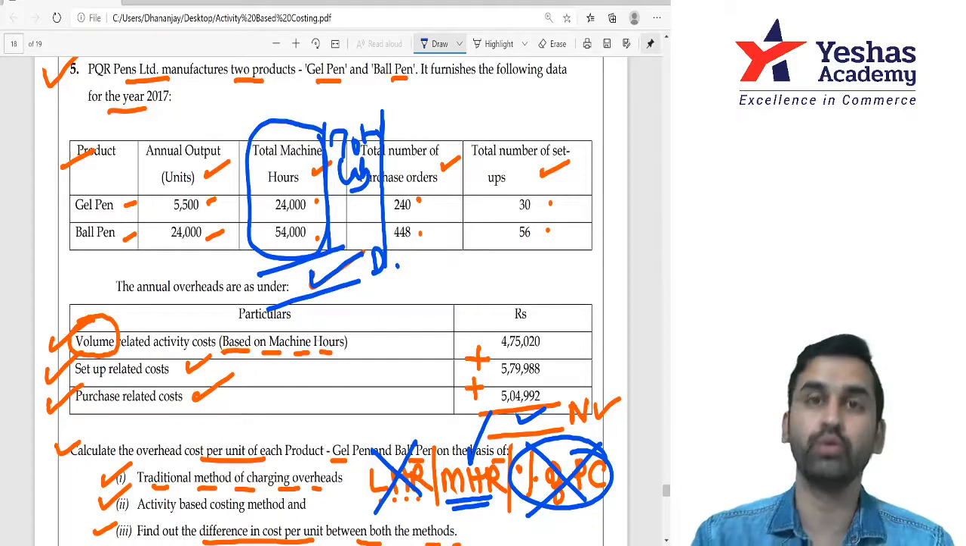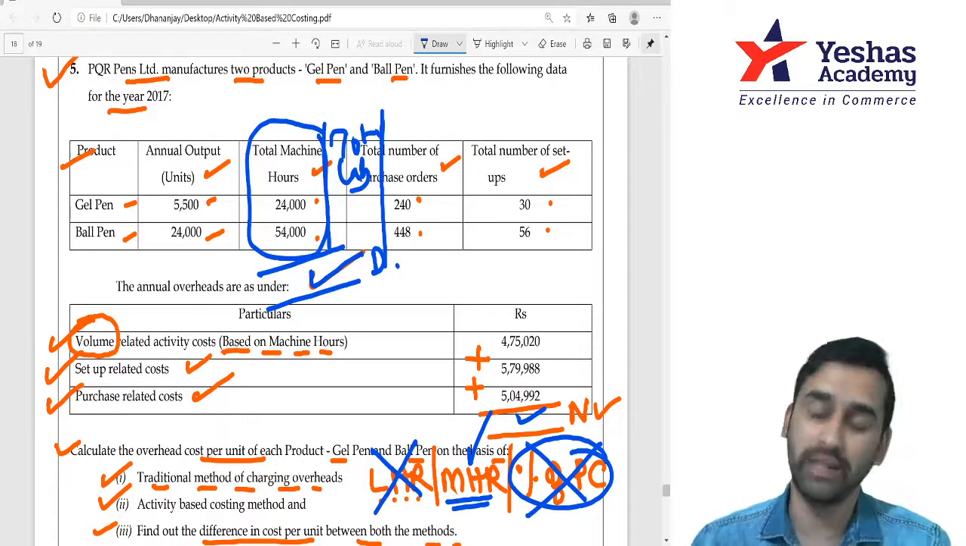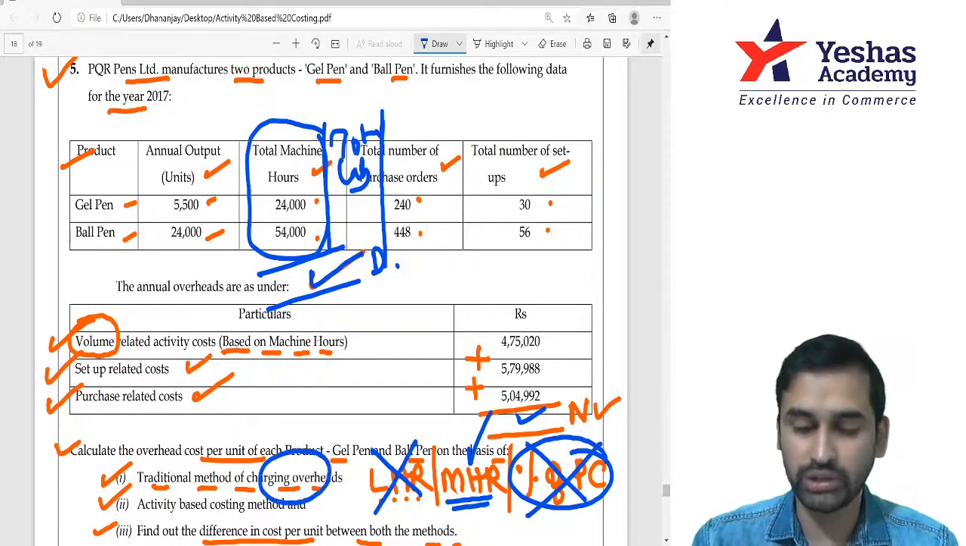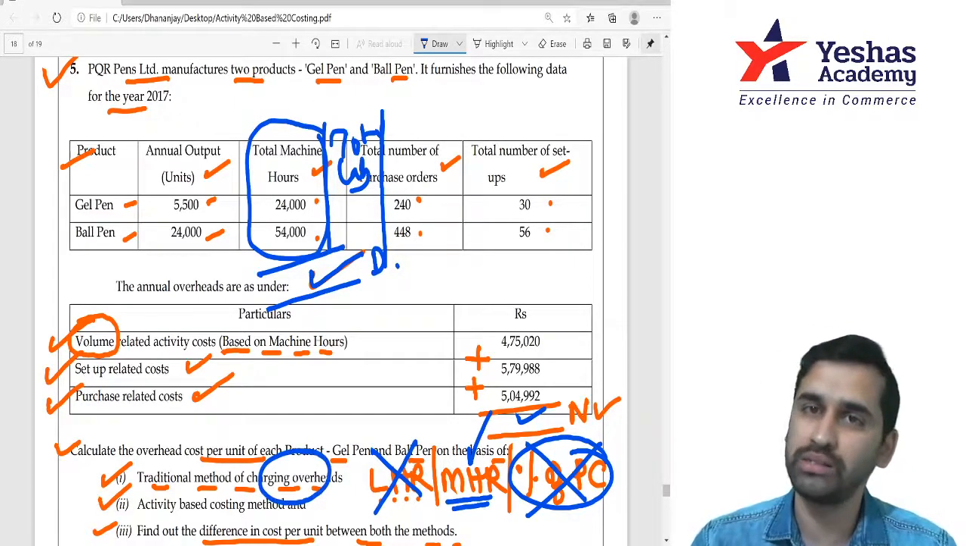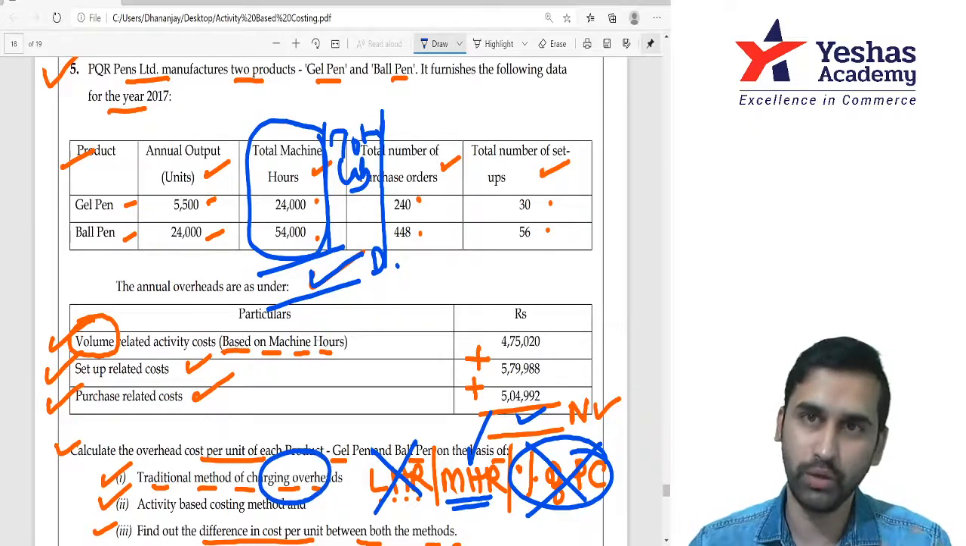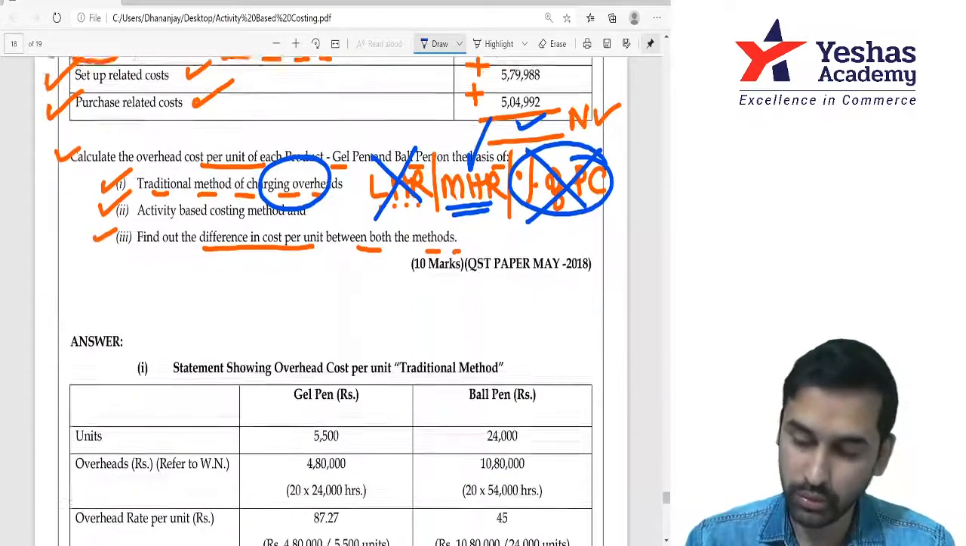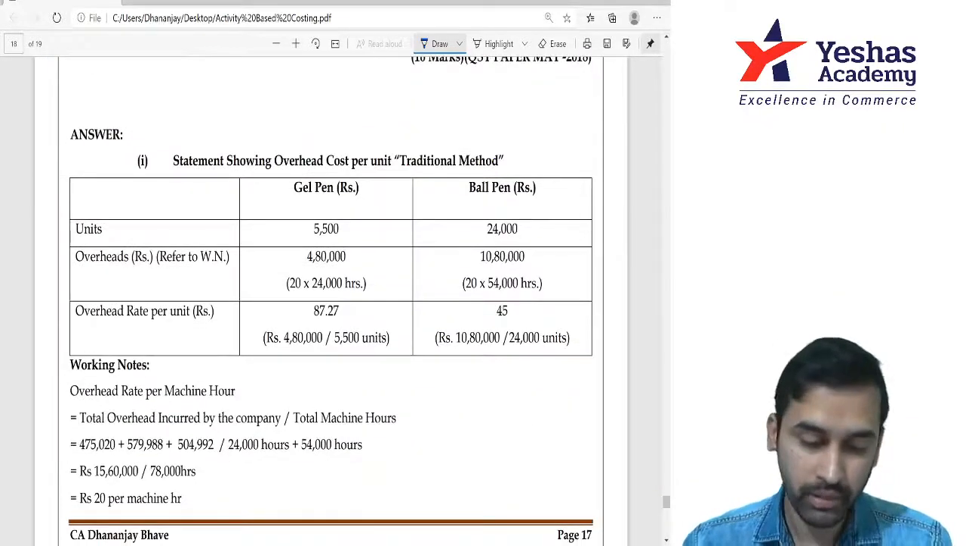They will give you whether it is MHR or LHR. When they don't give you in the question, they will give you only MHR or only LHR. Then it is obvious you have to go under that method only. See what they have done.